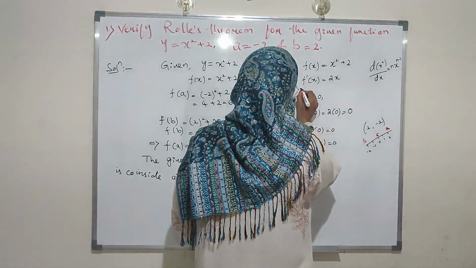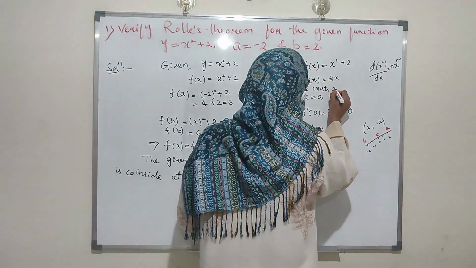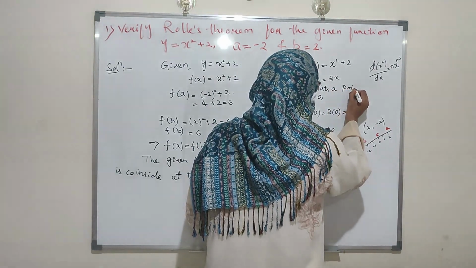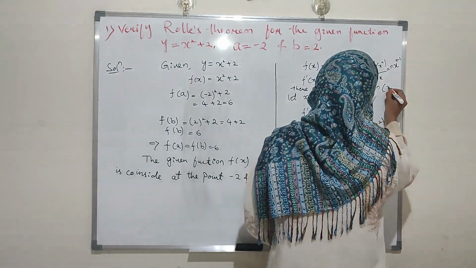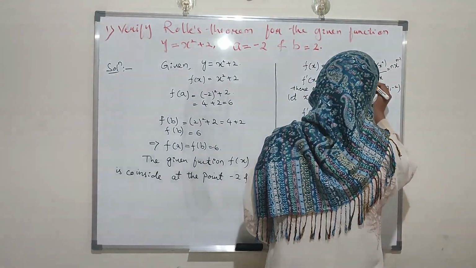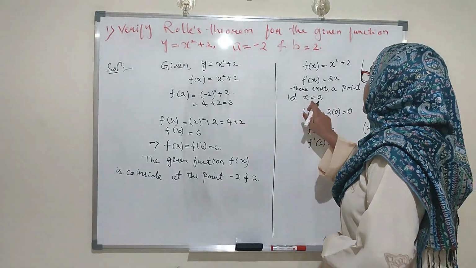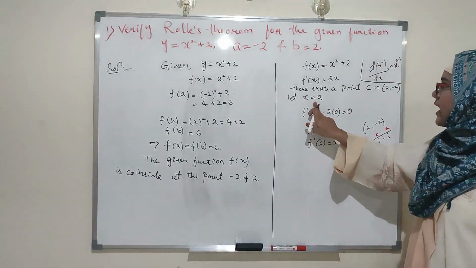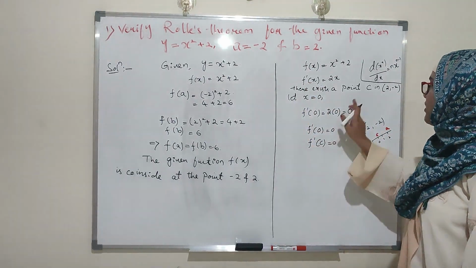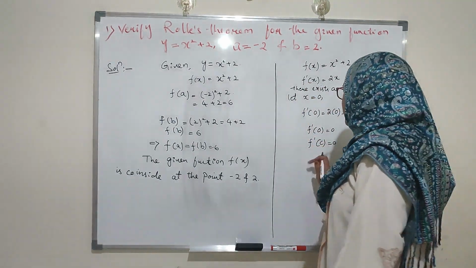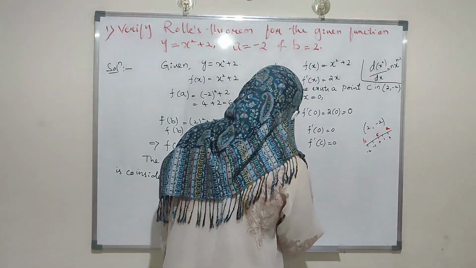There exists a point C in plus 2 and minus 2 such that x is equal to 0. By taking x as 0, we got f dash value as 0. That's why C is the point in between, and so this satisfies Rolle's theorem. Hence proved.